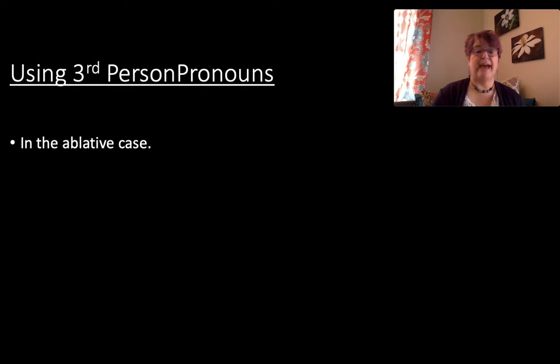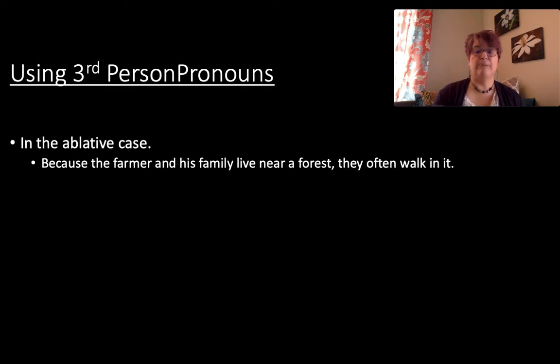Finally, we have the ablative case. Mostly we use the ablative case as an object of a preposition. Because the farmer and his family live near a forest, they often walk in it. I really am excited to talk about this example with you because it shows us something that we haven't really seen before. It is the pronoun that we're focusing on. How are we going to write it into Latin?